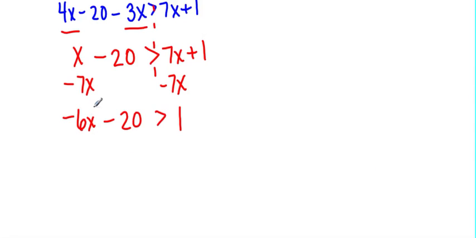Now we need to get rid of everything except the x. So how I get rid of the minus 20 is I add 20. So I would have negative 6x is greater than 21.